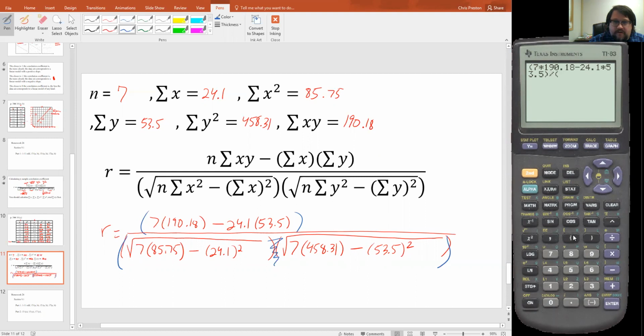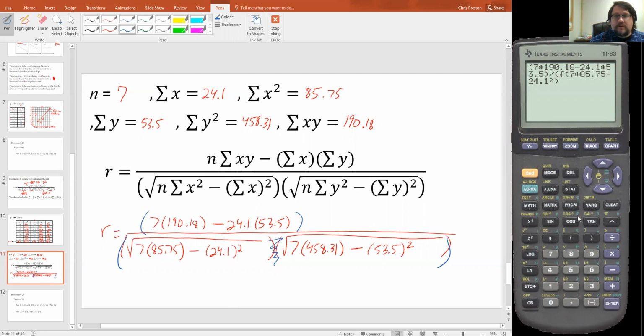Divided by parenthesis, square root. So I get to the square root, I do second squared. There's my square root. Now this calculator starts me with a parenthesis. Some calculators will actually put you under the square root, but whatever. I'm going to type this first square root: 7 times 85.75 minus 24.1 squared.